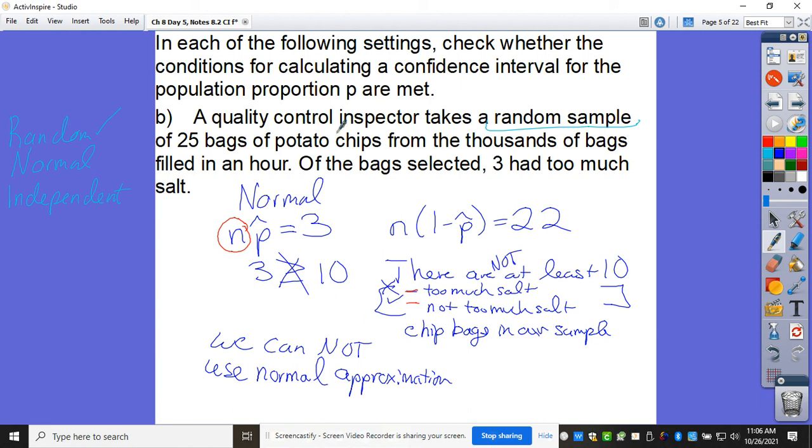All right, go ahead and get out the, This one is independent would be 10% condition, 25 times 10 is 250, and it says there are thousands of bags filled in an hour, so it gave you that was going to work. So normal is the only reason it didn't work.